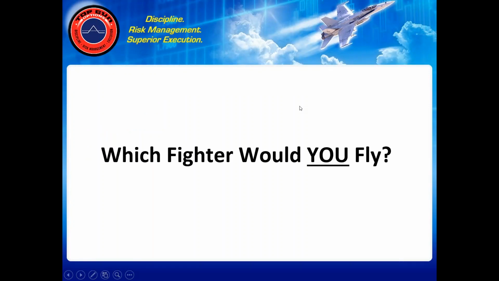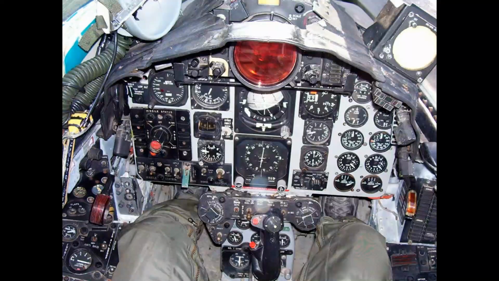Okay, so which fighter aircraft would you fly? This is your first choice right here. Ladies and gentlemen, this is the F-4 Phantom. Take a look at that. Staring at this picture gives me agita.